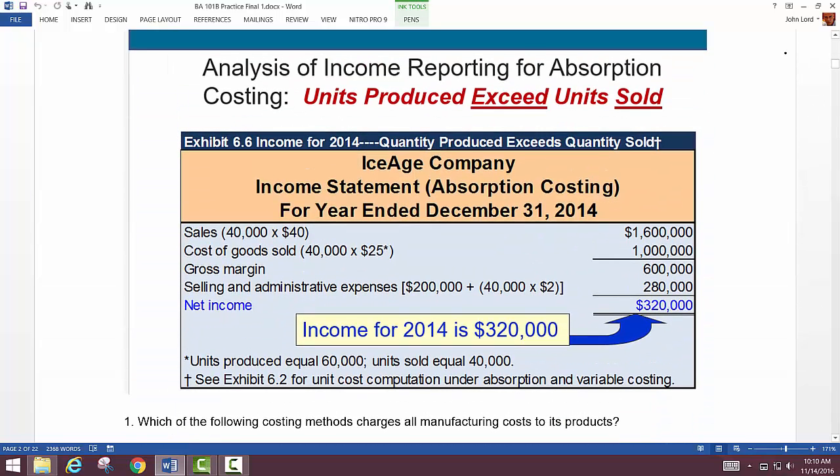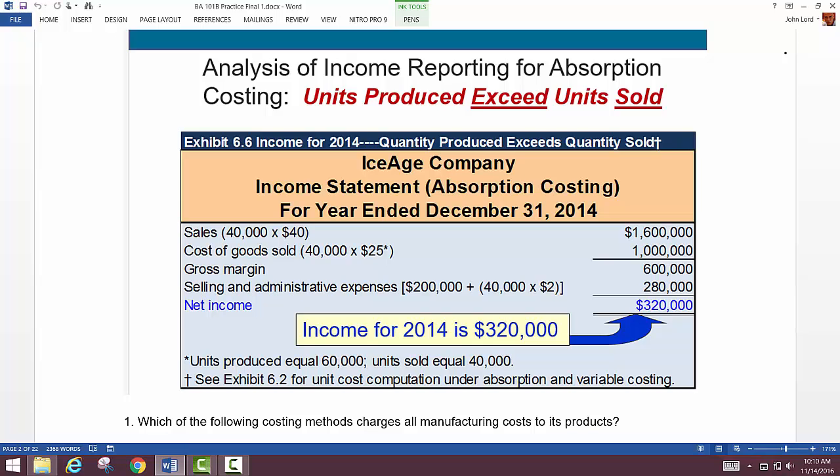And the other thing that we noticed, even though we learned about the contribution margin format for the income statement back in Chapter 5, remember that using variable costing is really what allows us to use a contribution format example for the financial statement.